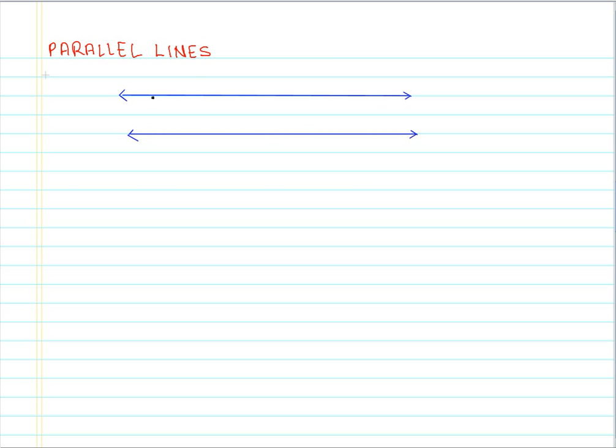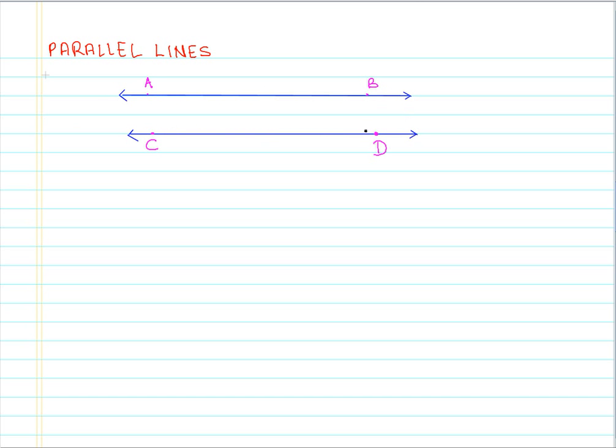And if you remember, in order for us to identify the lines, we need at least 2 points. So let us say that this is point A on this line and this is point B, and let us say that this is point C, and this is point D. Now these are parallel lines. So what does it imply?